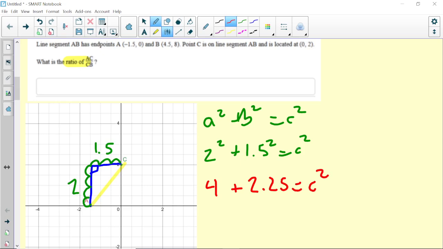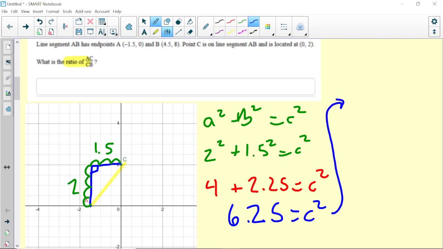equals c squared. Now we're going to add this up and we're going to get 6.25 equals c squared. And then we have to square root this because we don't want c squared, we want just c. So we're going to do the square root of 6.25. And when we do the square root of 6.25, we actually get a nice decimal of 2.5. That's only part of it because we want a ratio of AC over CB.